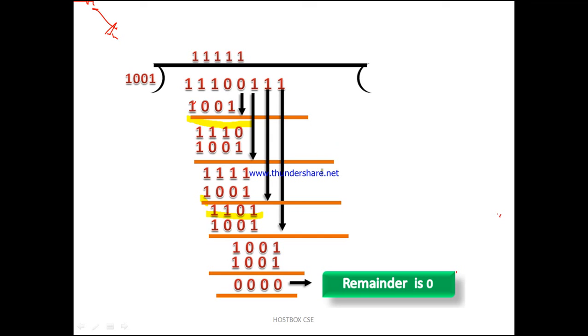Now we will complete the step here. 1001 again divisible by 1001. Whenever the outputs are the same, the answer will be 0 in the exclusive OR. So all become 0 now. Carefully listen. So 1001 is there, again 1001 now. So the answer is the remainder is 0.